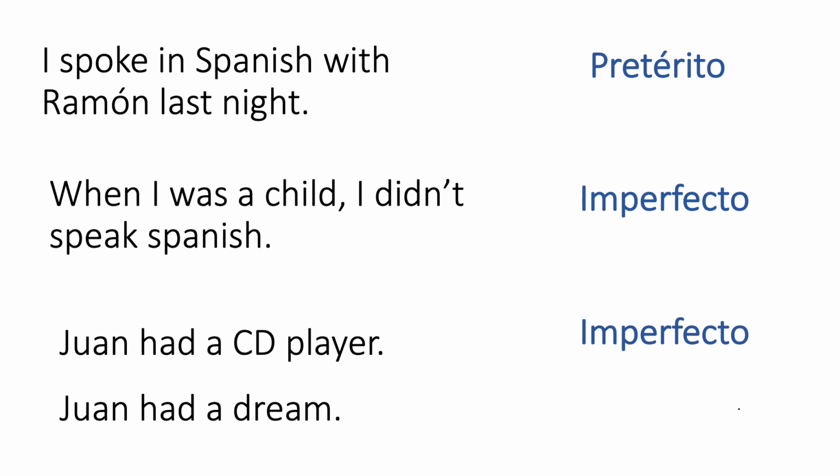So Juan had a CD player. That would definitely be imperfect because possessing something is almost always going to be described as a continual thing. Can you describe it preterite? Sure, but that's not the normal. And come back, Juan had a dream, preterite versus imperfect. This is just a really, really quick intro to preterite versus imperfect, but it starts to give you an idea.